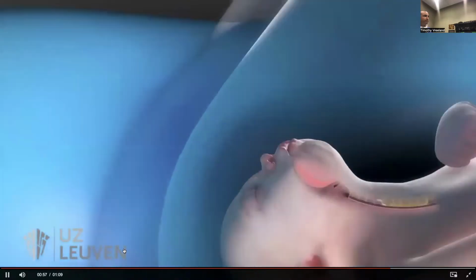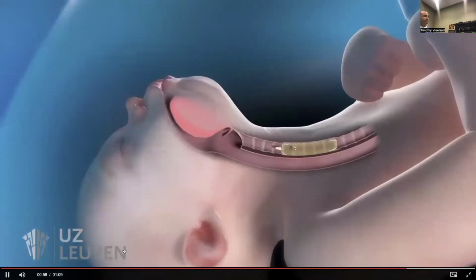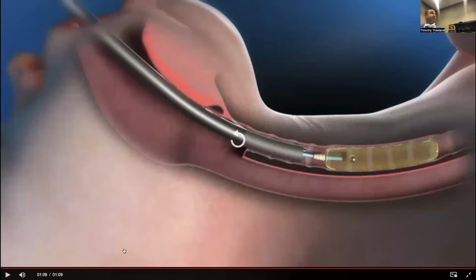The plan is for the balloon to remain in place until 34 weeks gestation. It occludes the airways, which builds up pressure in the lung, promoting lung growth. The entire procedure is typically completed in no longer than 7 to 8 minutes. That's garbage. It takes much longer than that.